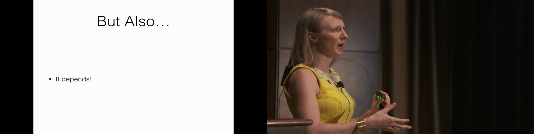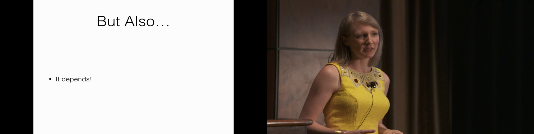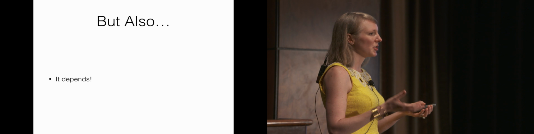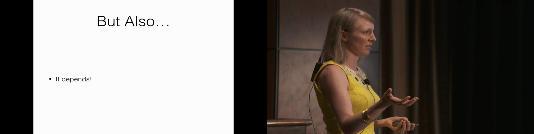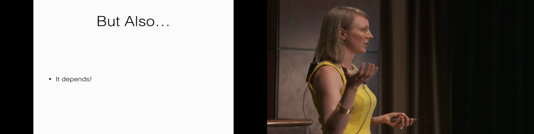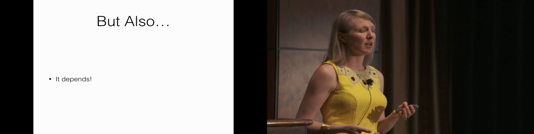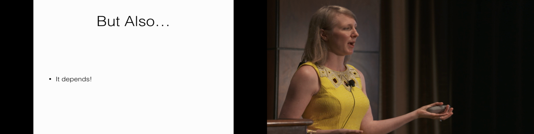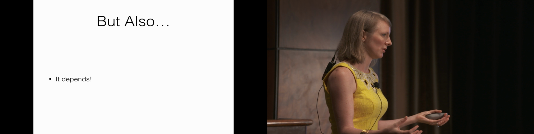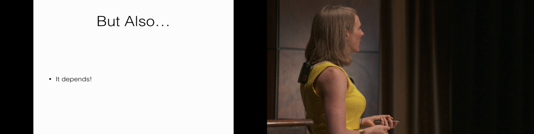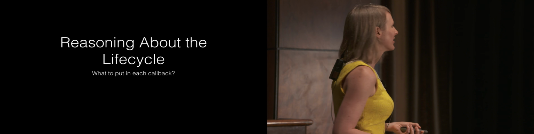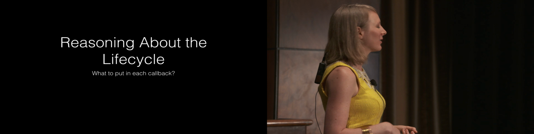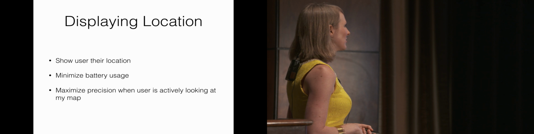So reasoning about what to put in the lifecycle methods really is like a marriage of your understanding of the states and what they mean to the user and what they mean in terms of your instance being in memory, along with what the requirements of your application are with respect to what the user is doing. And so I wanted to go through some concrete examples, I like those obviously, about reasoning about the activity lifecycle and the callbacks and what you do.